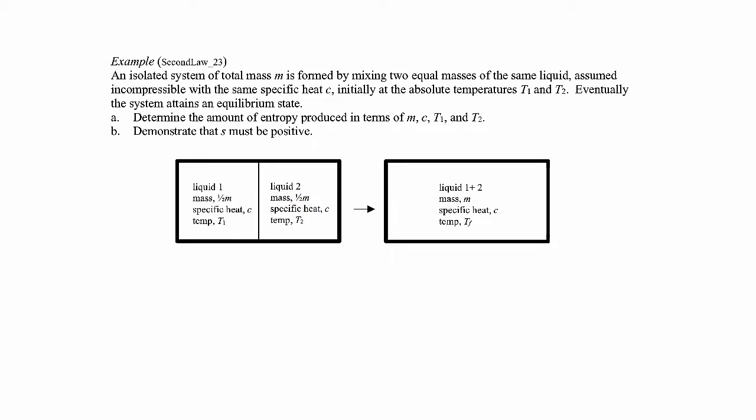Then what happens is we remove this partition that separates the two liquids so that they mix. We have a total mass of m, and we achieve some final equilibrium temperature. So part A of this problem is to determine the amount of entropy production in terms of the variables mass, specific heat, and the initial temperatures. And then part B is to demonstrate that sigma, this S should be a sigma, should be positive.